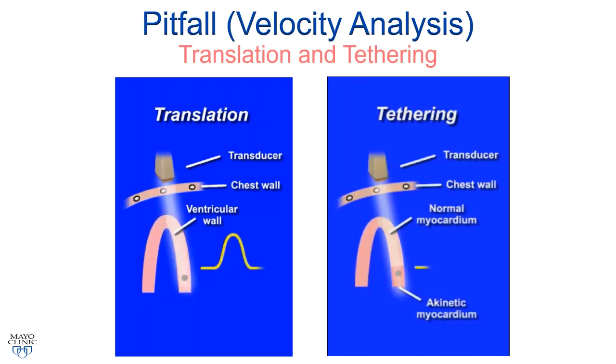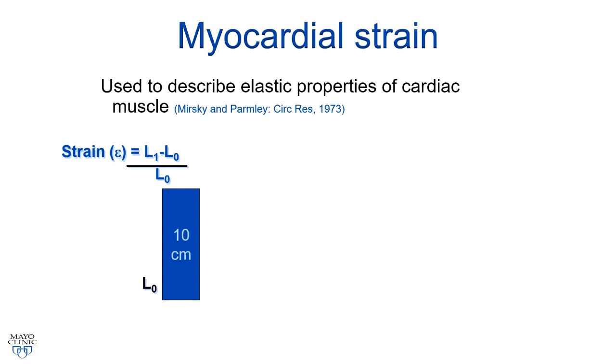On the right, we see an example of tethering, where the sample volume is placed in that akinetic basal segment. But if the mid and apical segments are functioning fine, as they contract, they will tug, they will pull, they will tether that basal segment with them. There will be velocity associated with that motion, but it may not represent true compression or contraction. So to overcome this, we can look at more local parameters of deformation, things such as myocardial strain.